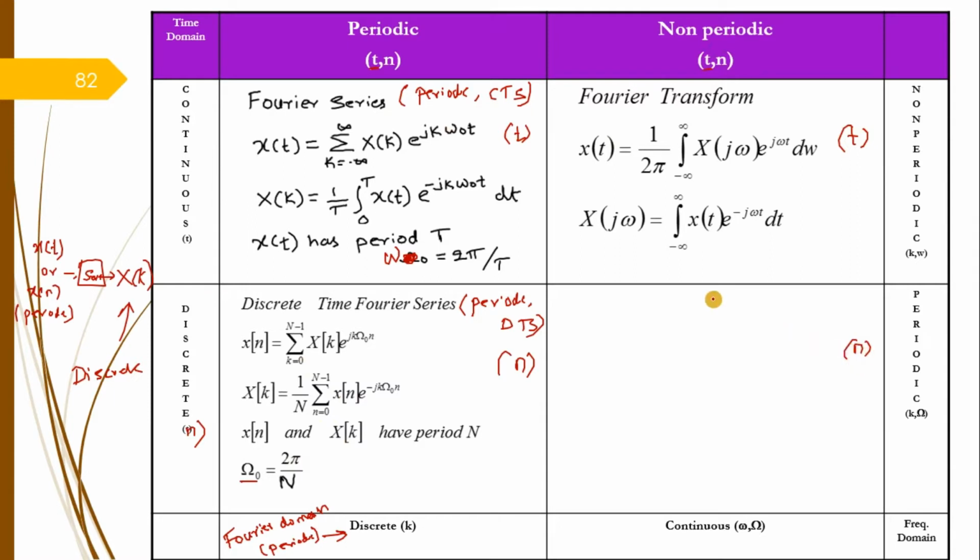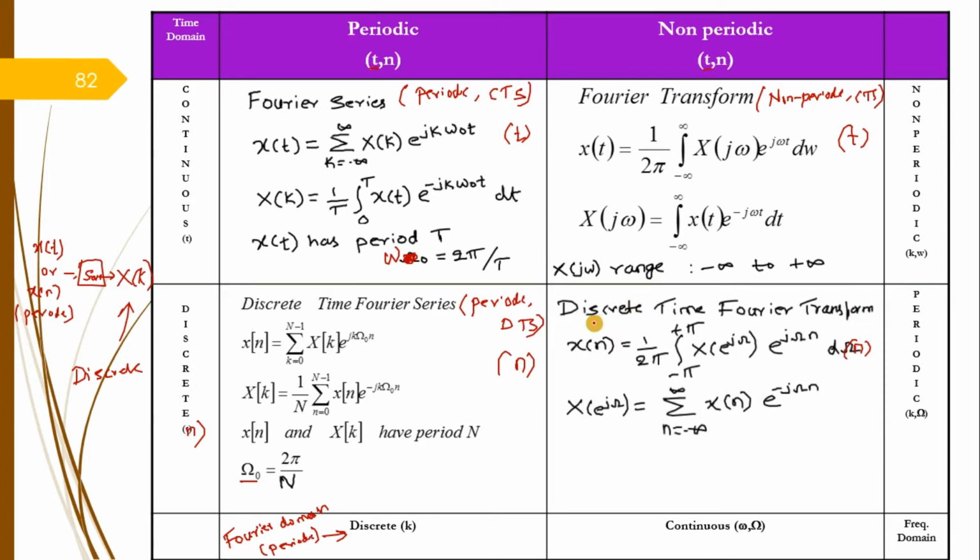For a non-periodic signal, t is the independent variable for continuous time, and for discrete time, n is the independent variable, that we know. For non-periodic and continuous time signals, hence, we apply the Fourier transform. Similarly, here you have X of j omega. You don't have any period here, but it ranges from minus infinity to plus infinity. I'll come to it later again.